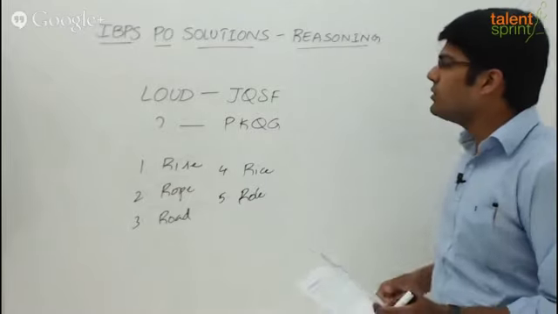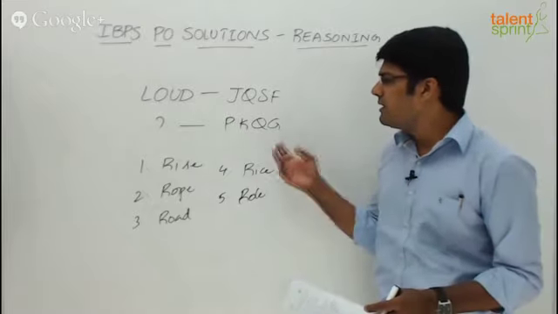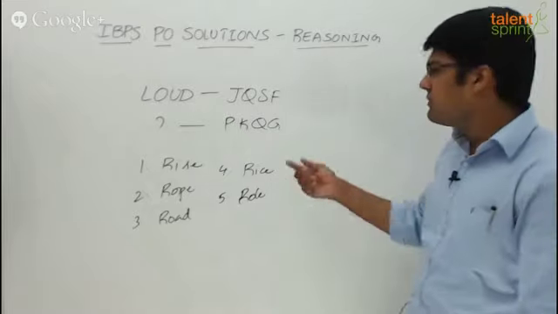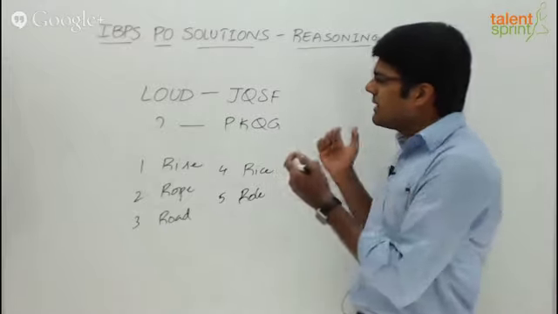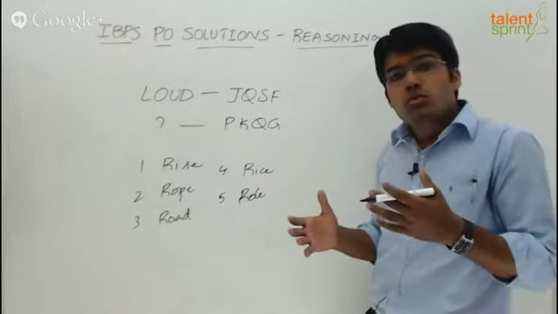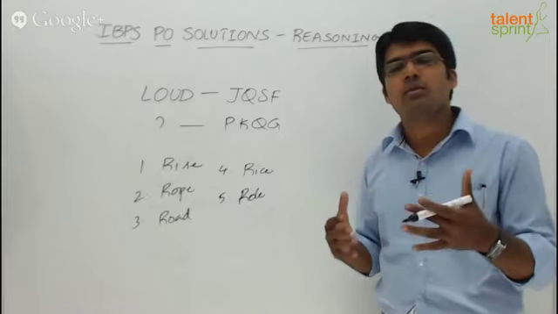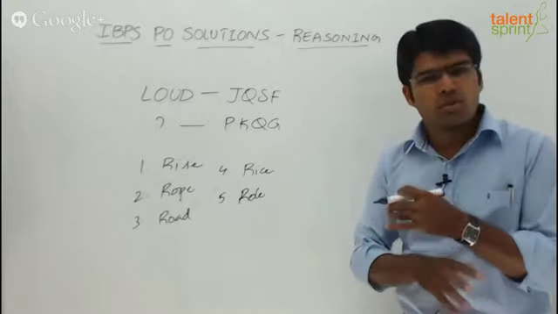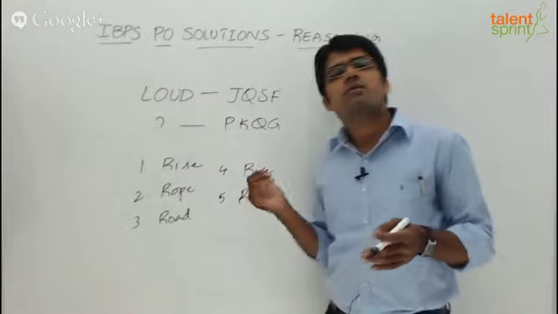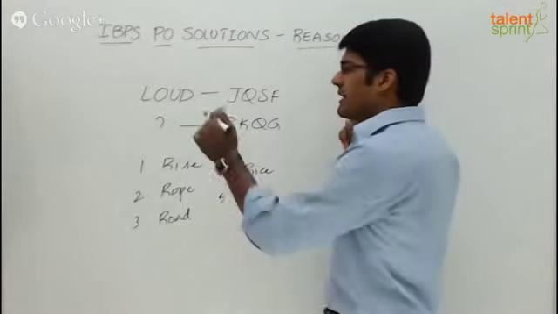So what's the logic? LOUD is coded as JQSF. So what will be the word for which the code will be PKPG? Now see, the easiest approach for such questions, I will not say method, but the best approach is to go by positions, right? Try to work on the positions, because most of the times in questions from coding and decoding, the logic is based on the positions, right? So let's look at the positions of these letters.